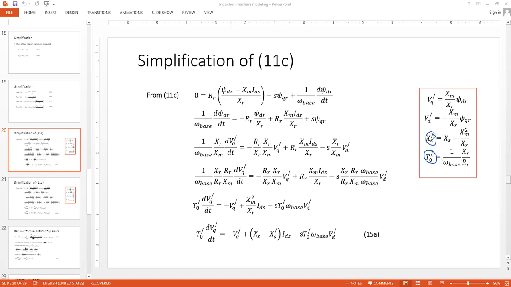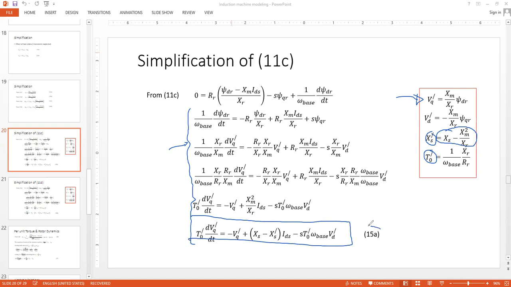XS dash is some transient term of XS. So you can call it stator coil reactance in the transient period, XS dash. The representation is this. So with all these four assumptions, we can develop all the lines in between, and ultimately we can come up with our desired expression over here, which is denoted by equation 15a.